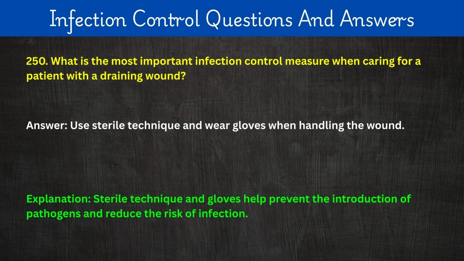250. What is the most important infection control measure when caring for a patient with a draining wound? Answer. Use sterile technique and wear gloves when handling the wound. Explanation. Sterile technique and gloves help prevent the introduction of pathogens and reduce the risk of infection.